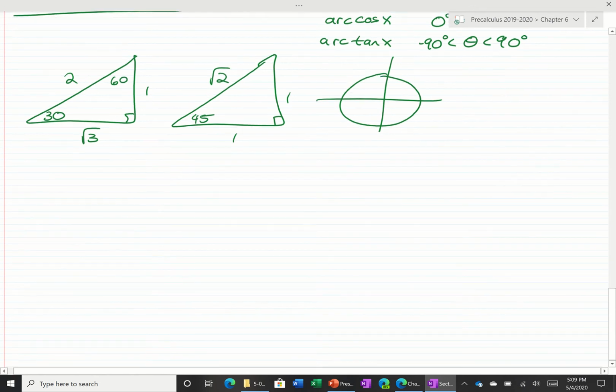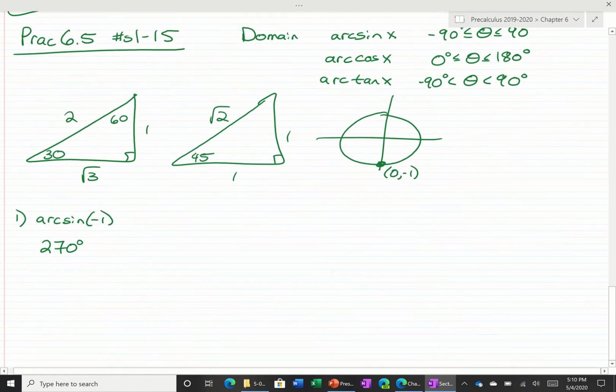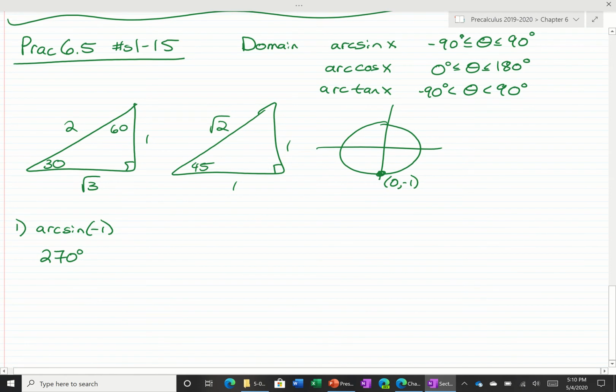Okay, so problem number 1, it's asking us what's the arc sine of -1, meaning what angle gives us a sine of -1. Sine is the y value of a quadrantal angle. That would be at 270 degrees, but that's not within our principal values. So in order to answer this, instead of saying 270, we would just say -90. That's between -90 and 90.